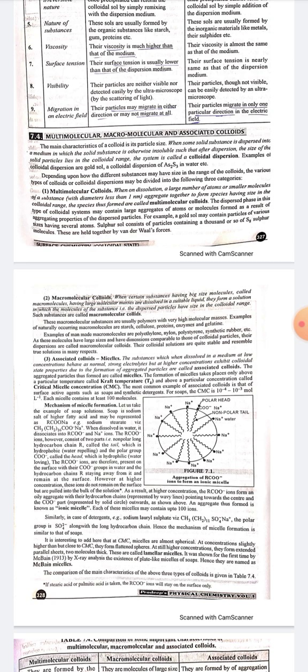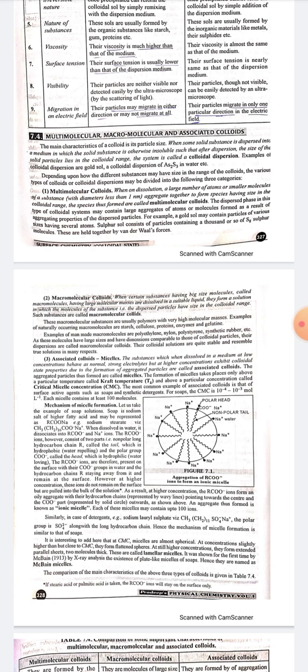Examples of naturally occurring macromolecules are starch, cellulose, proteins, enzymes, and gelatin. Examples of man-made macromolecules are polyethylene, nylon, polystyrene, synthetic rubber. As the molecules have large sizes and have dimensions comparable to those of colloidal particles, their dispersions are called macromolecular colloids. Their colloidal solutions are quite stable and resemble true solutions in many respects.